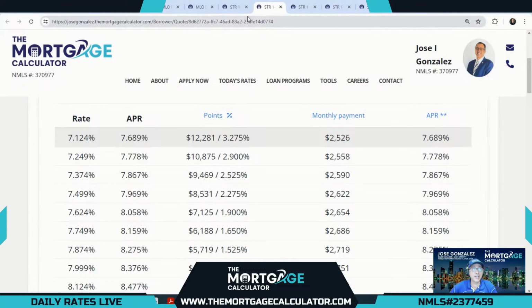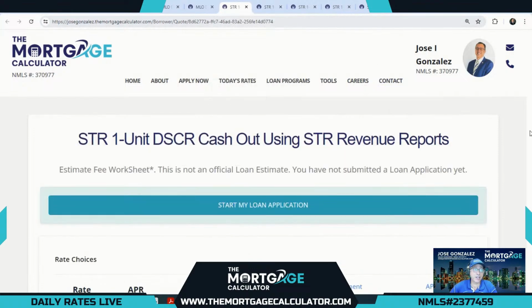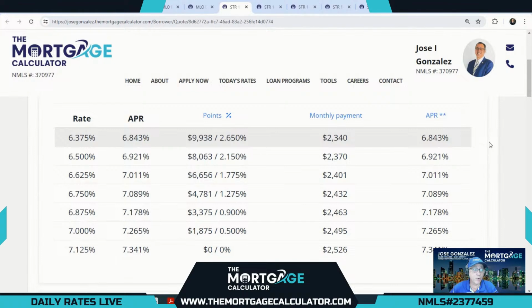And our last option here, I just want to share our DSCR cash out using short-term rental revenue reports. Amazing rate again, 75% LTV, no loan level price adjustments on this one, but you do need that 1.5 DSCR. 7.125 is our lowest cost option at par. And you can buy that down to 6.375 at a cost of 2.65 points.